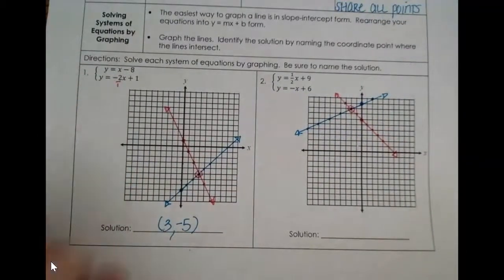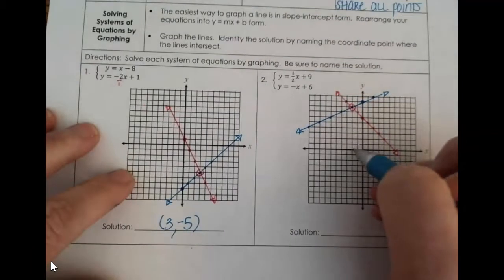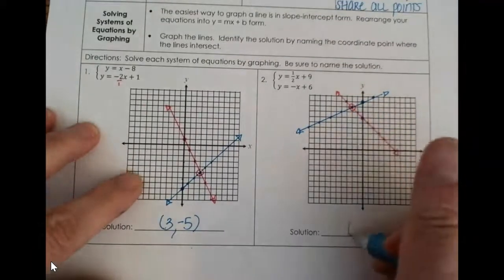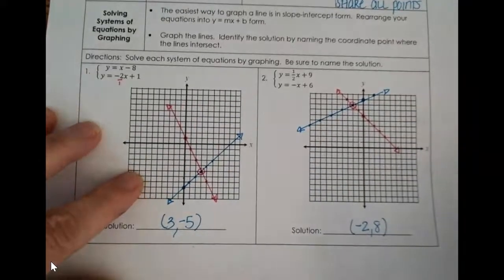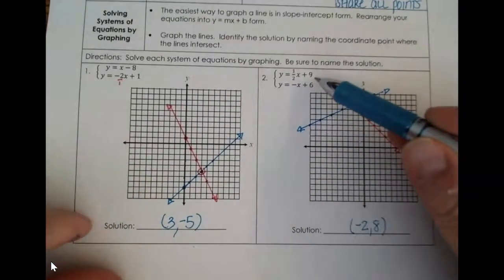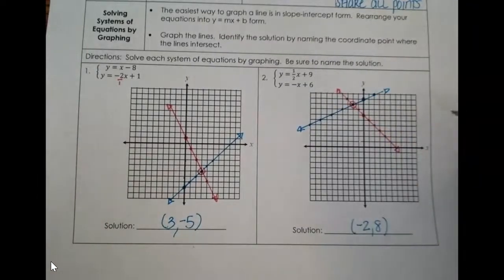And what is the name of that point? It looks like we went -2 and then up 8. So our solution is (-2, 8). We plug that x and y value in here and we get true statements on both. All right, let's flip this over to the back.